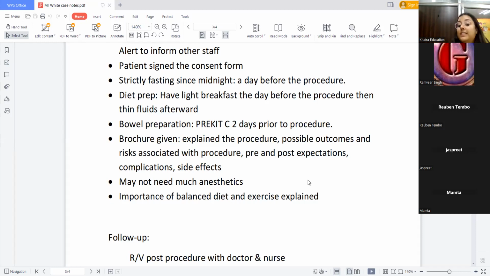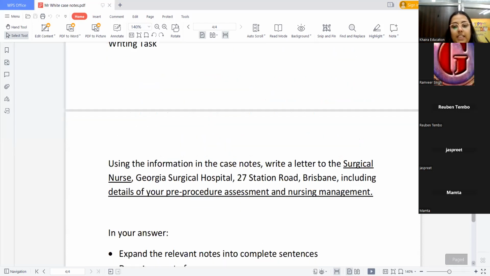So sometimes it might happen that you're not requesting anything for the patient. Be very careful in the examination, don't be confused. There can be chances that you're not writing to request anything, but just writing to inform about the patient. Now, please have a look at the whole set of case notes. If there's anything that's not clear, you may raise your hands and we can discuss.